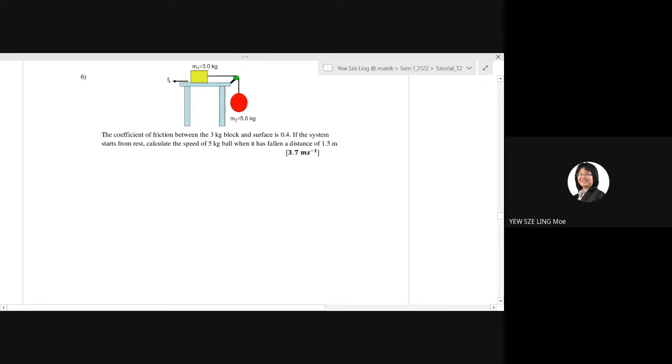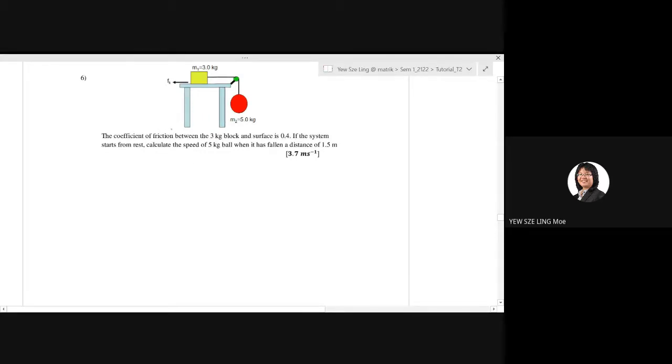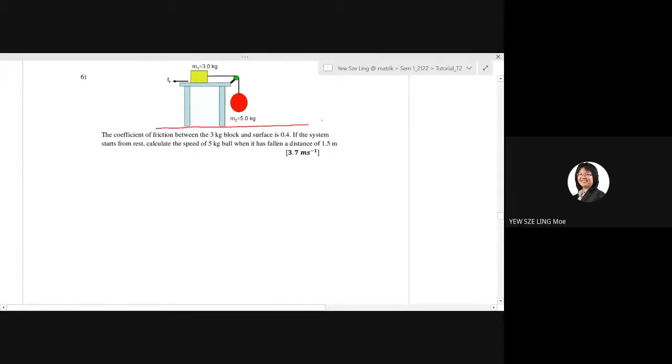So how are we going to calculate it? First of all, we have to determine where is our h as usual. Let us draw the diagram first. So this is my ground. I'm going to take it as my ground, so h is equal to 0 on the ground.